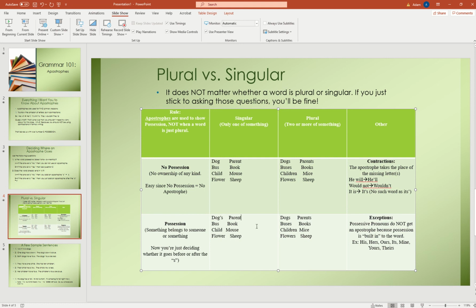The parent's child was out of control. Is there possession? Yes, the child belongs to the parent. Does parent end in S? Nope, so it's the parent's child.